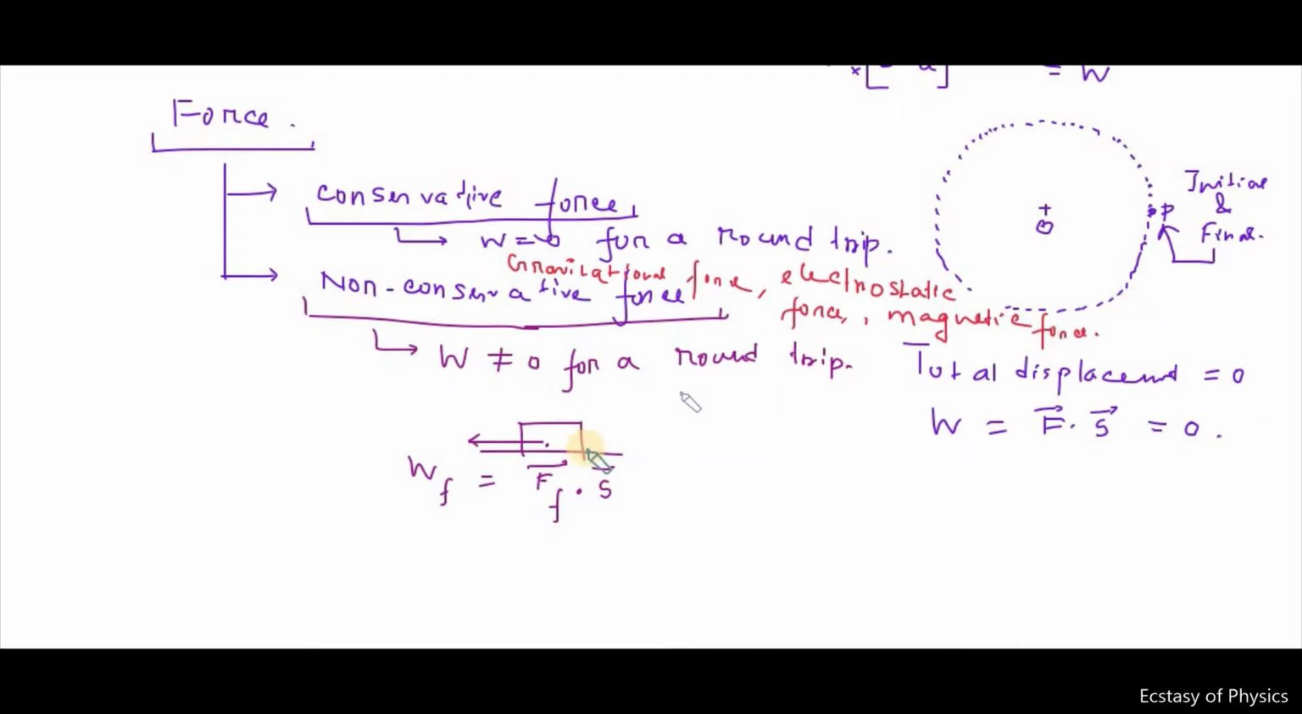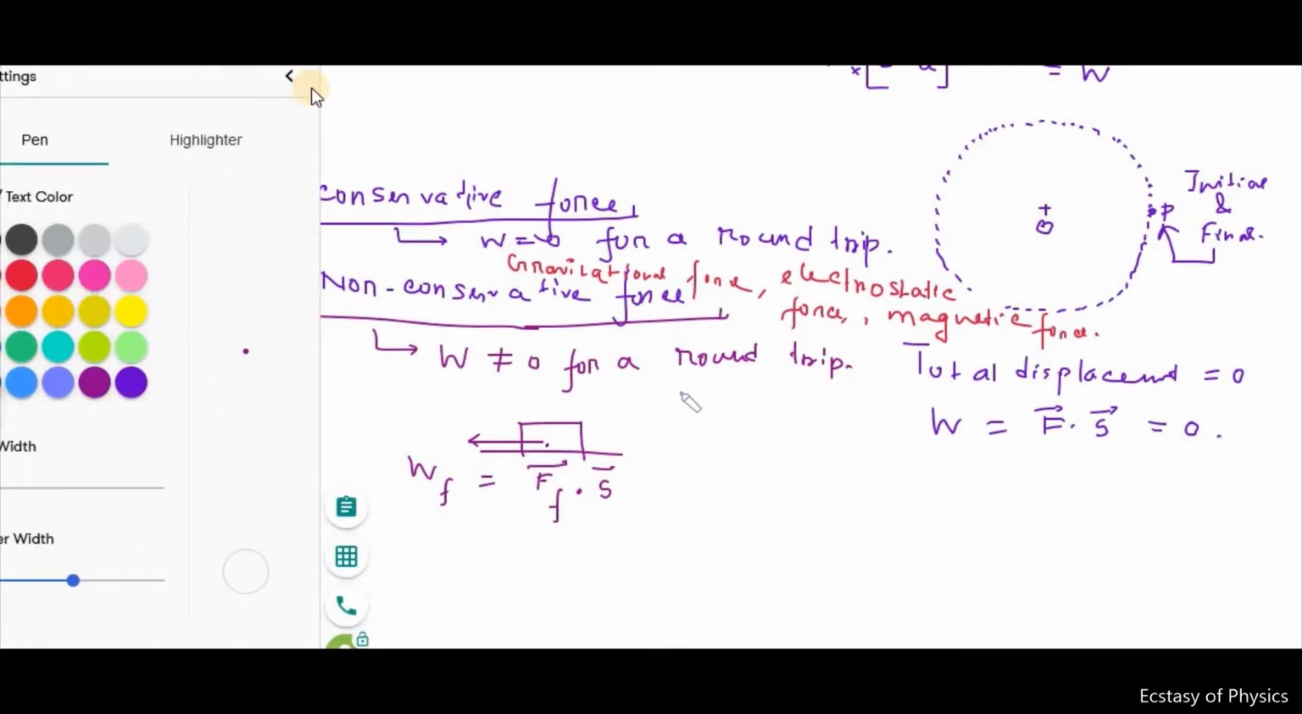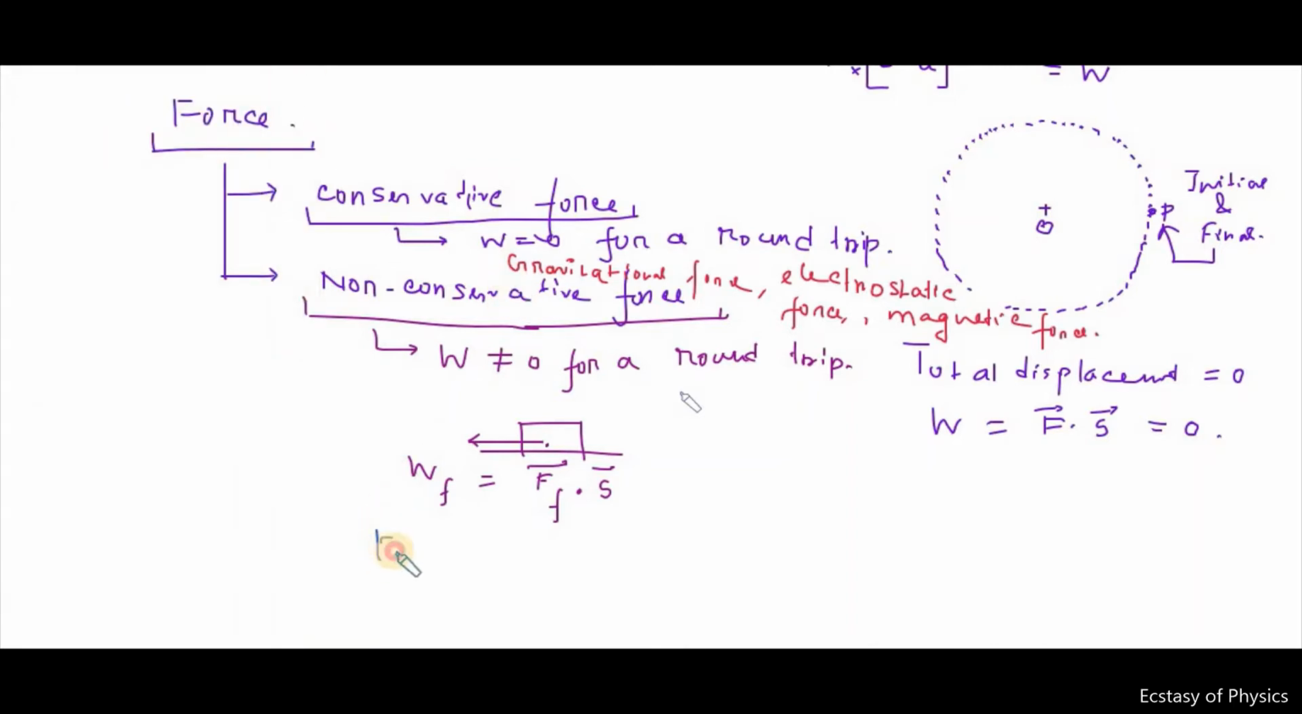and those forces are known as non-conservative forces, which can be defined specifically as forces whose work done must not be 0 for a round trip. Examples of non-conservative forces are the frictional force, viscous force, air drag force, which means any kind of resistive force represents non-conservative forces.